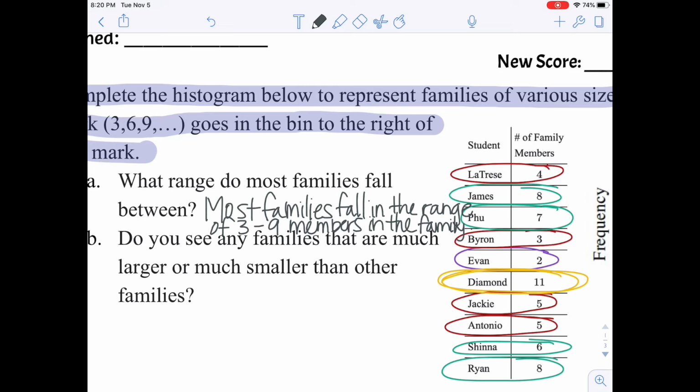Do you see any families that are much larger or much smaller than other families? And that's what we call an outlier. That wasn't introduced to you yet, but it will be later this year. So I wanted to mention it right now so that the next time you hear it, you go, oh, I remember Miss Bian saying outliers. The outliers are the smallest numbers and the largest number that are not within the most common range, which would have been the answer to A.